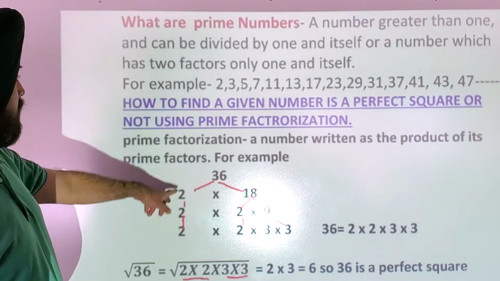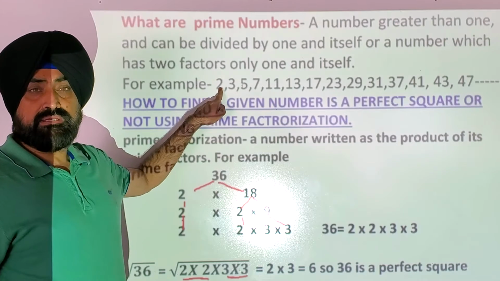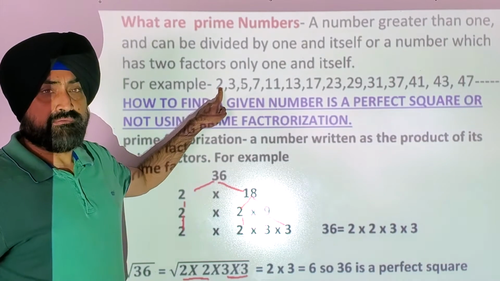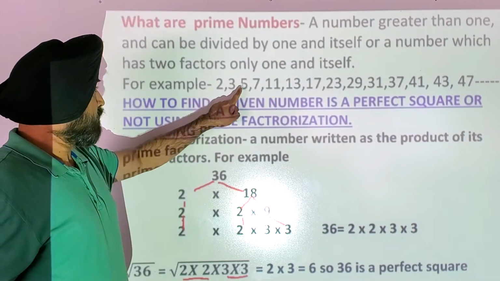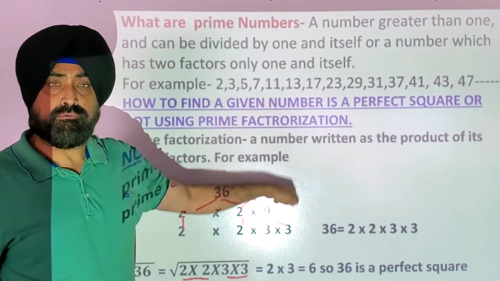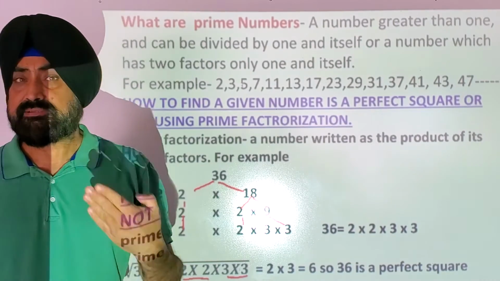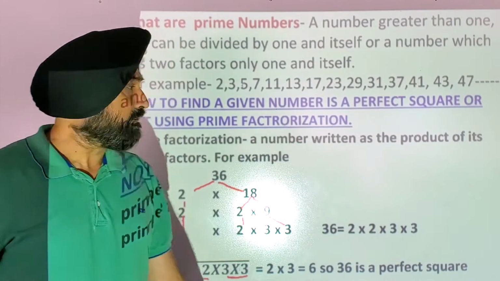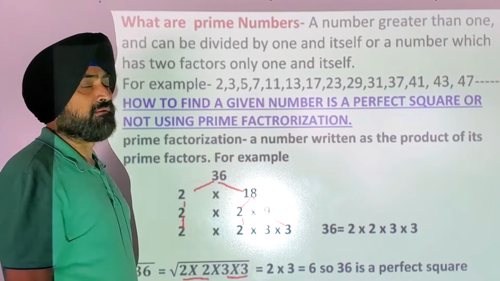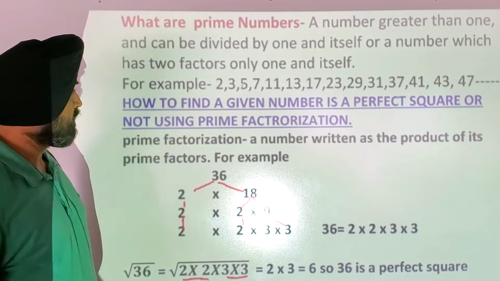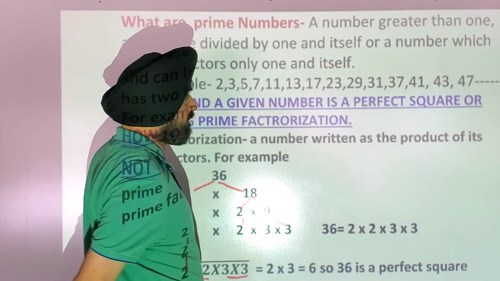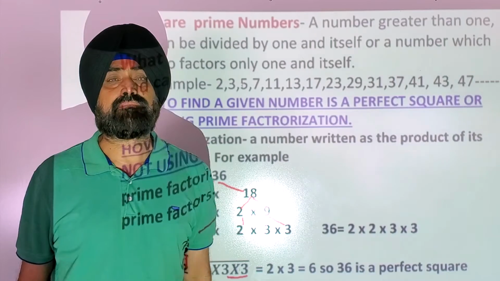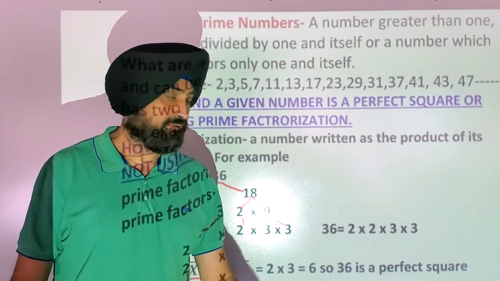For example, 2. 2 can be divided by 1 and 2. No other number can divide it. For example, 13. 13 cannot be divided by any other number, just 13 and 1. So 13 is a prime number. These are a few examples of prime numbers: 2, 3, 5, 7, 11, 13, 17, 23, and so on. These numbers can be divisible by themselves only.